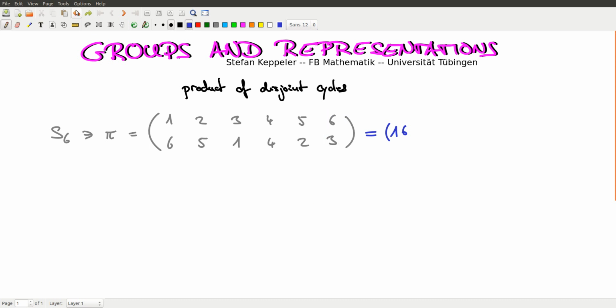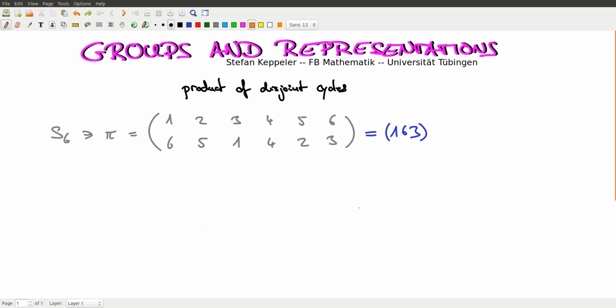And then we check where 6 goes to. 6 is mapped to 3. So we write 3 here. And 3 is mapped to 1, but 1 is the first number in this cycle. So we just close the parentheses here. So each number is mapped to the next, and the last is mapped to the first.